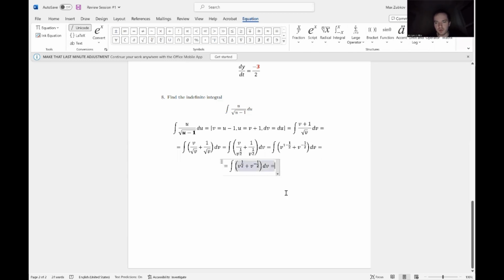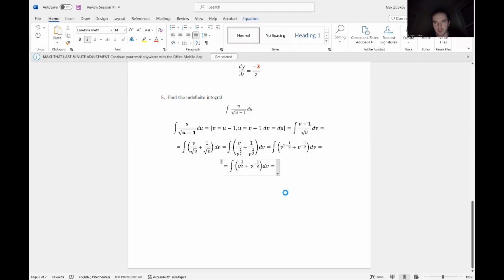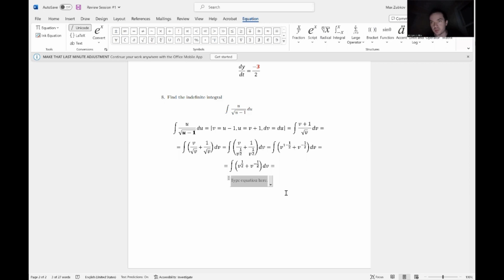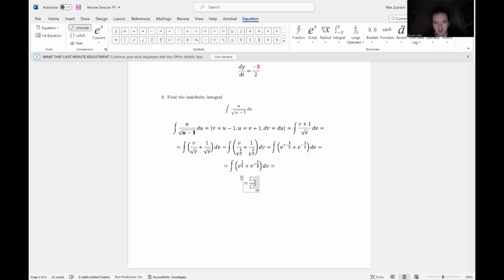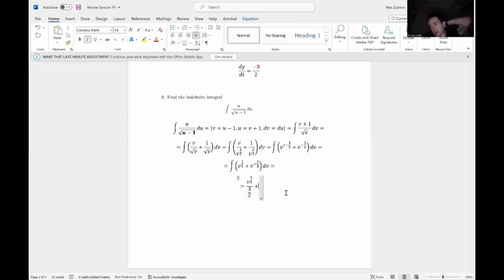Here I'm going to use the power rule, which tells me to add 1 to the exponent and divide by the new exponent. For v^(1/2), I will have 3/2 on the bottom, and v to the power of 1/2 plus 1, which is 3/2. Then for the other term, negative 1/2 plus 1 is 1/2, so I will have 1/2 on the bottom, v to the 1/2 on the top, and then plus C.